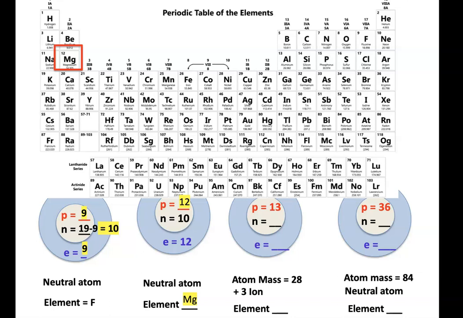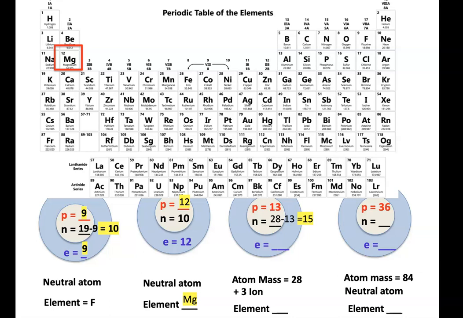The third atom, you are given only protons. You are supposed to find neutrons and electrons. You are given the mass of that atom as 28. It's supposed to be a cation with a 3+ charge. So you can find who it is because you are given the proton number. Anyway, so you're going to find the neutrons. It's going to be 28 minus 13, which is 15.